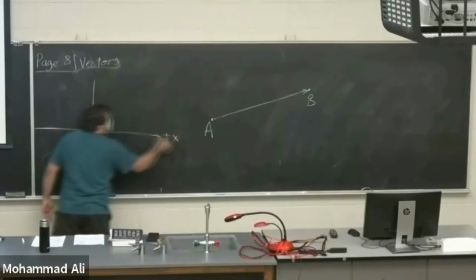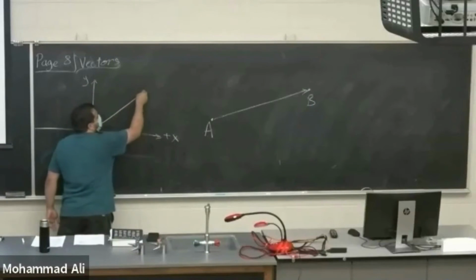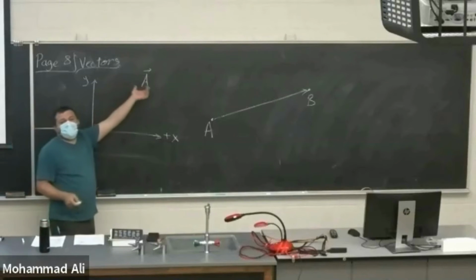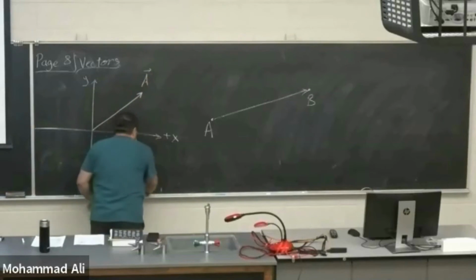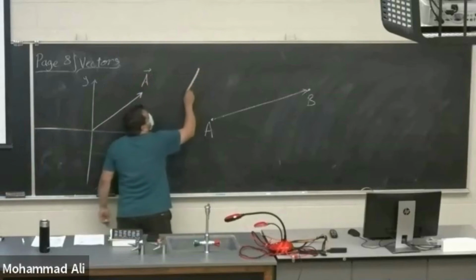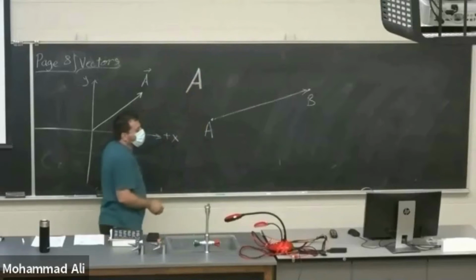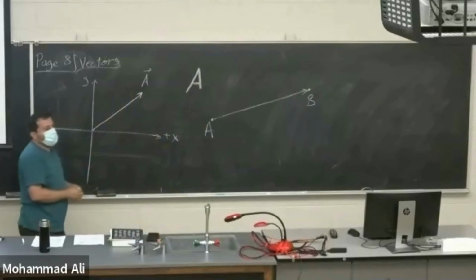This is positive X, this is positive Y. And we assume that we have a vector, and we name that vector A. We represent the vector by putting an arrow on top of it, or by writing it with a bold font. But using a blackboard, it's okay to use arrows.